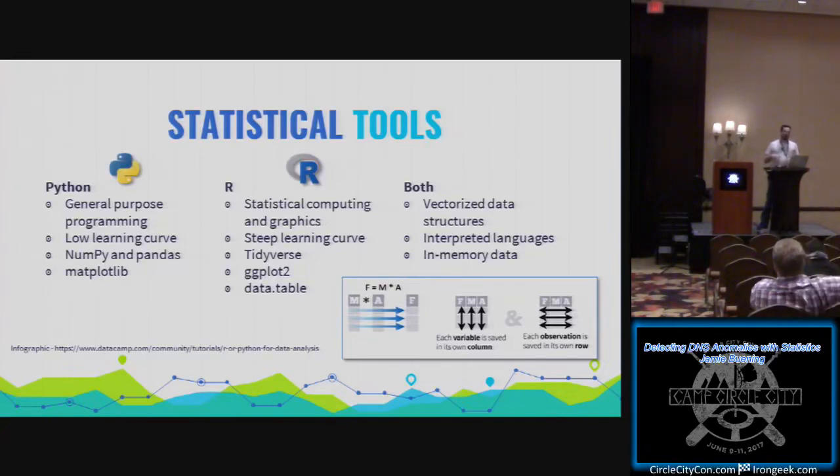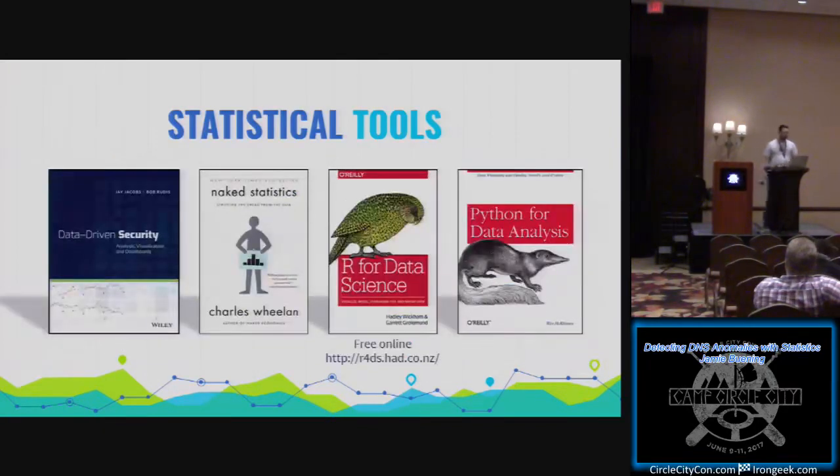Similarly, you can apply functions and calculations across the entire column, sets of data, or across rows as well. They're interpreted, so not compiled by default. And then they're both in-memory types of systems. So the data you want to work with has to fit in the system memory that you're dealing with.